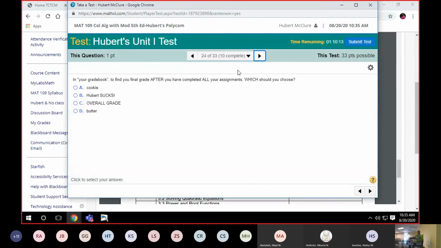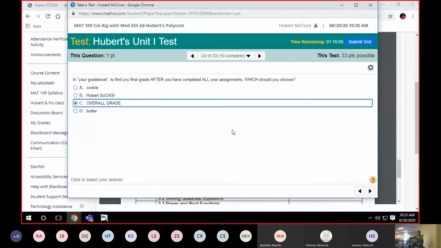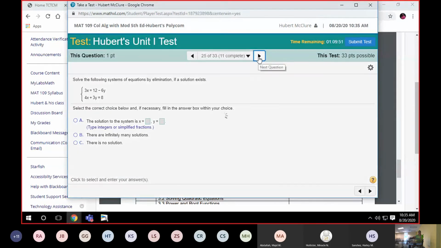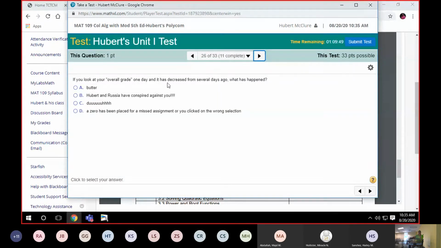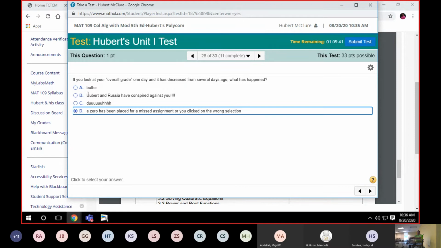Next. In your grade book, after you have completed all material, what should you hit? Well, it used to be overall grade, but they got rid of it because people couldn't see the big orange button that said overall grade, so they just made it default to overall grade. Math question. If you look at your overall grade one day and it has decreased, this is for the guy that didn't know that homework made his grade go down. Hubert and Russia have conspired against you. I will take that as the answer, but that's not the correct answer.